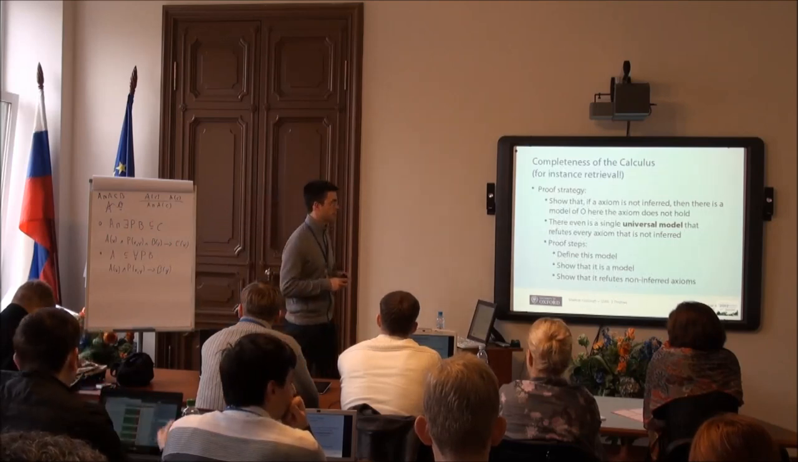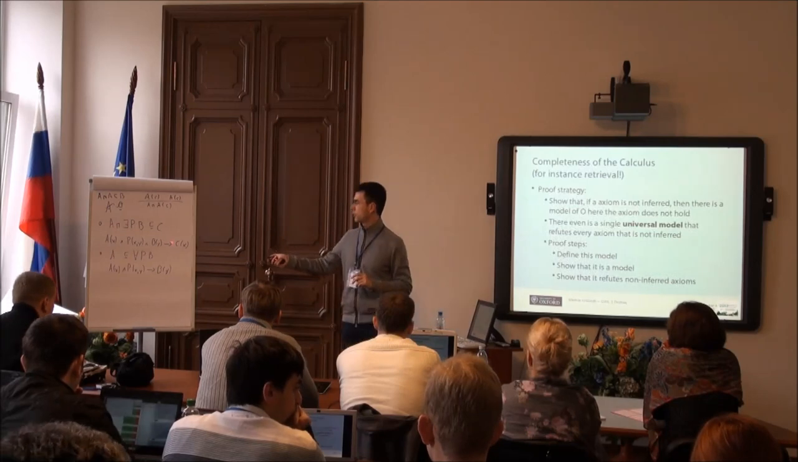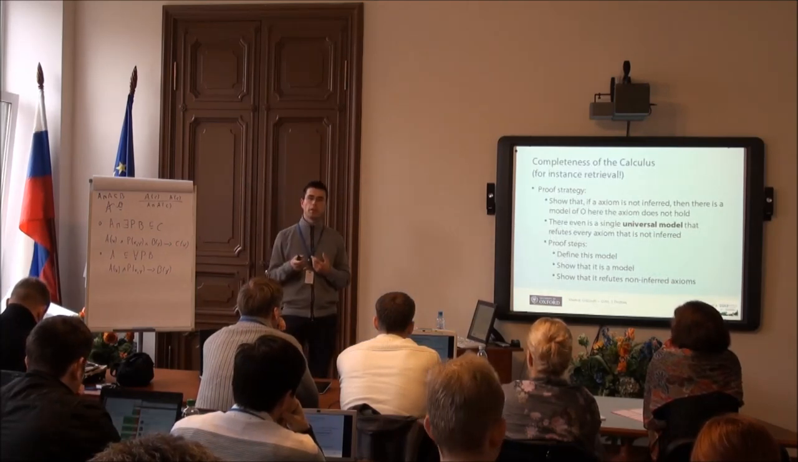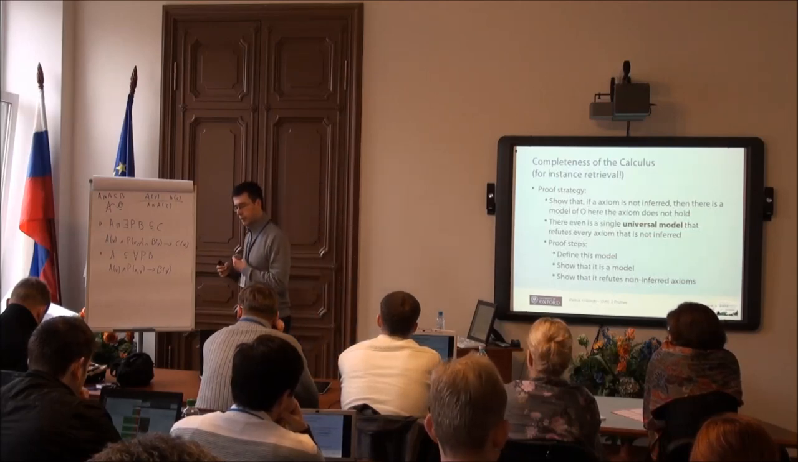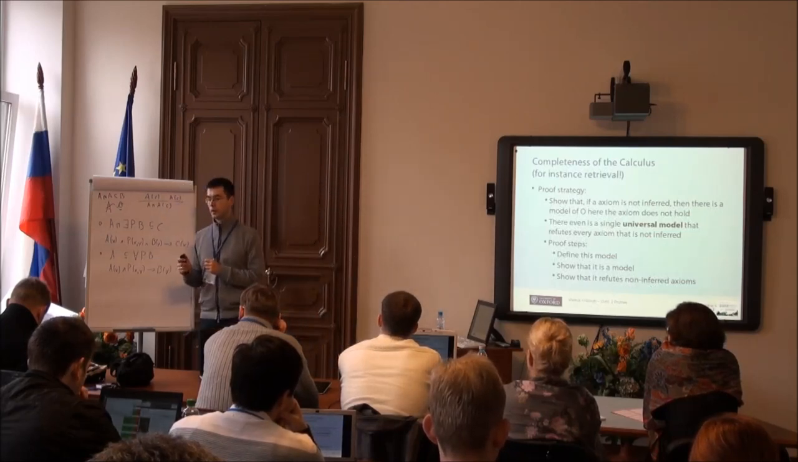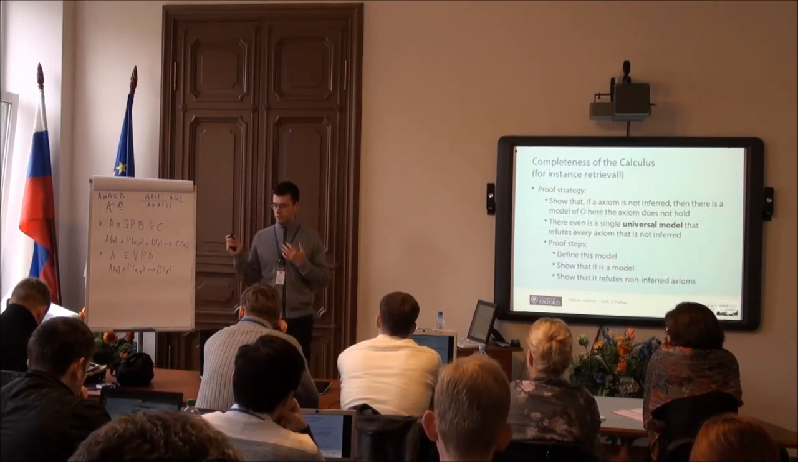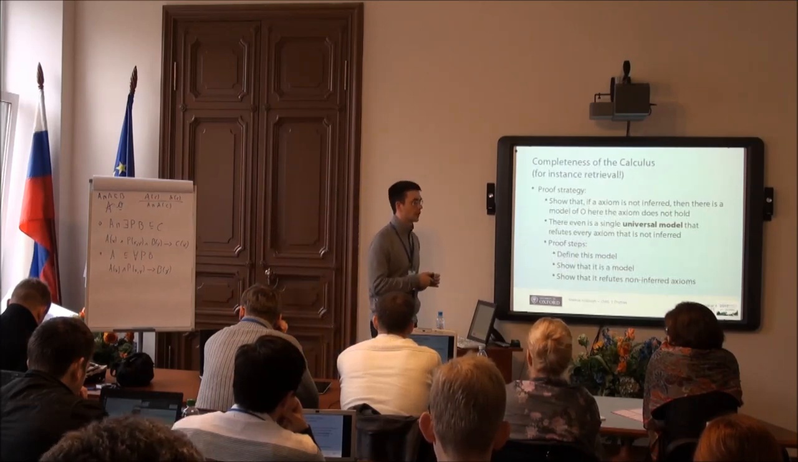So that's difficult. But it turns out in this case, because we have this correspondence with the rule language, we can focus on one model, the simplest possible model, which only has those things being true that really have to be true. So basically this minimal model only has exactly those things being true that we will derive in our calculus.